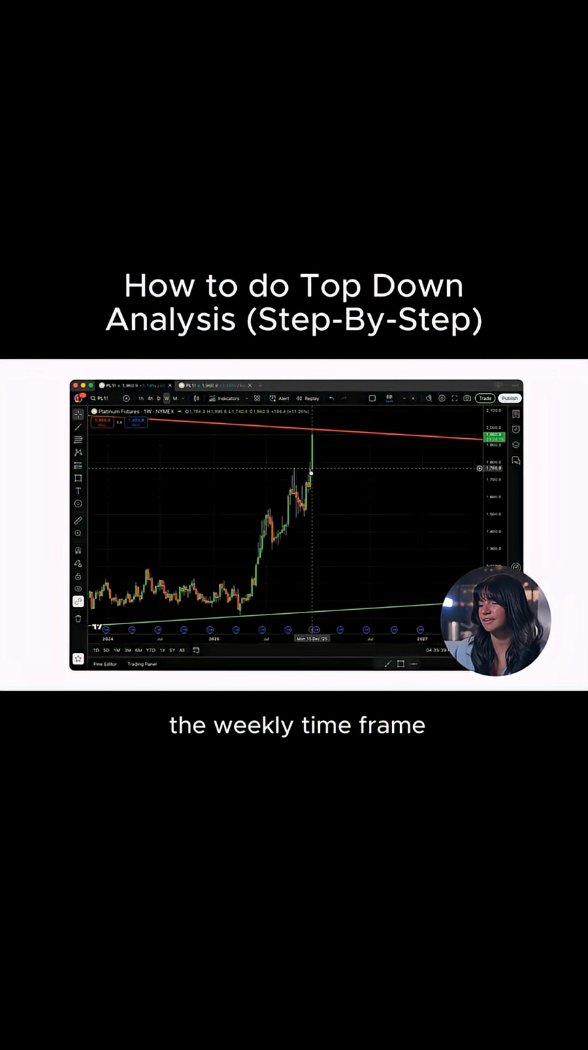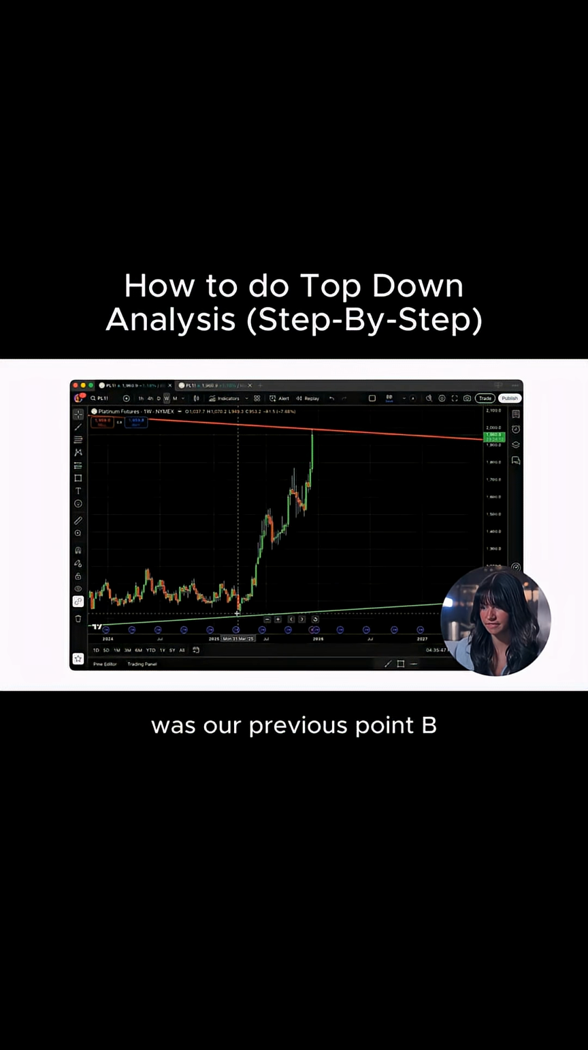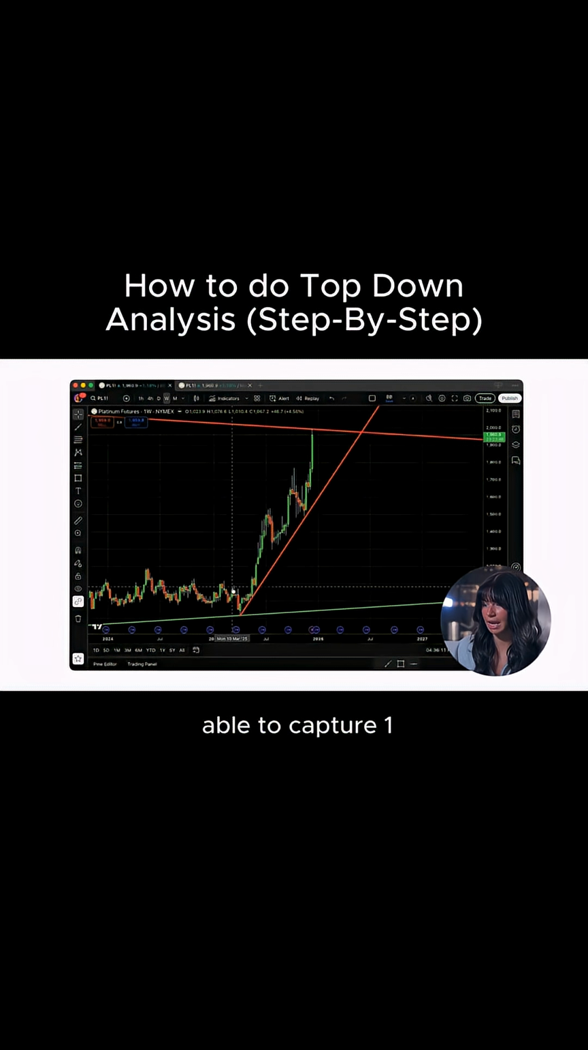All right, now we're on the weekly time frame. So this right here was our previous point B. Previous point B is new point A. Now on this trend line, we were able to capture 1, 2, 3 touch points. We love this. Now this is all we can do in the weekly time frame. So this is your indication. When there are no more trend lines that you can draw in that time frame, that's your indication to now move down. So we're going to continue to move down.